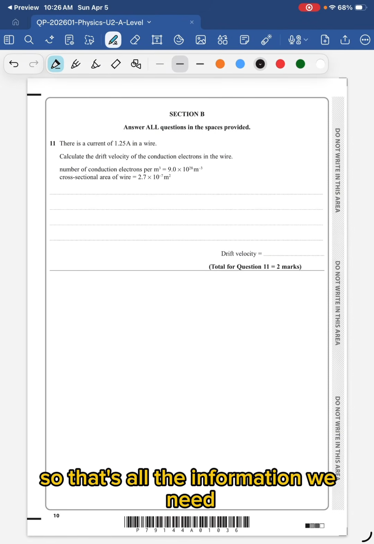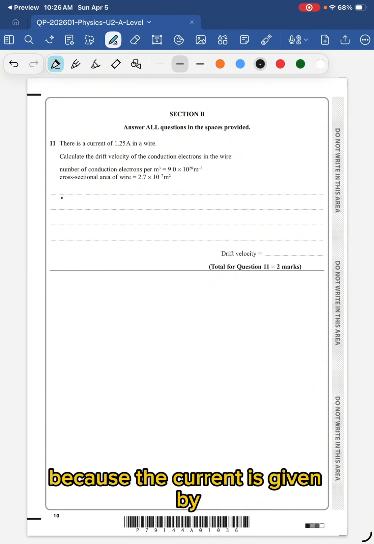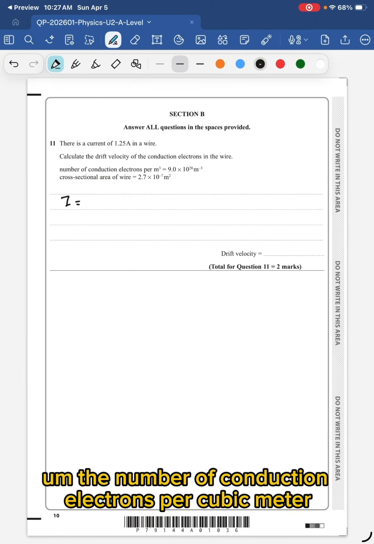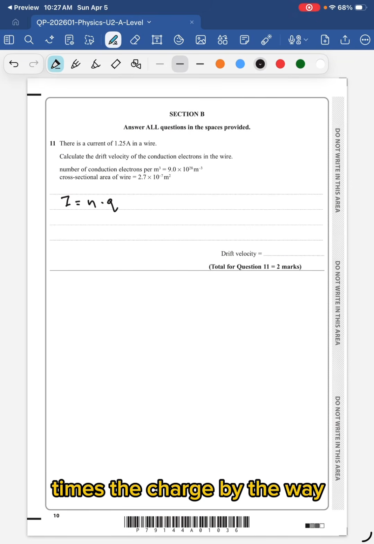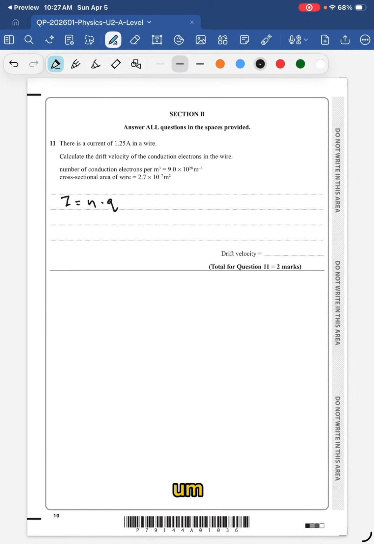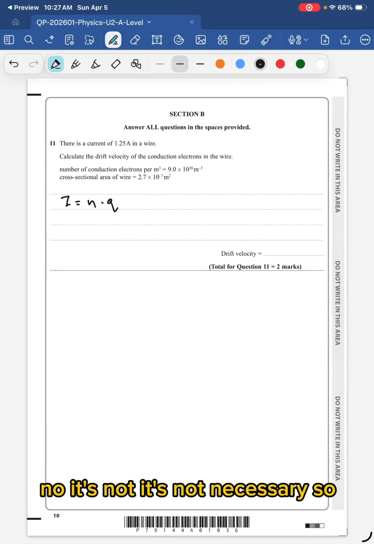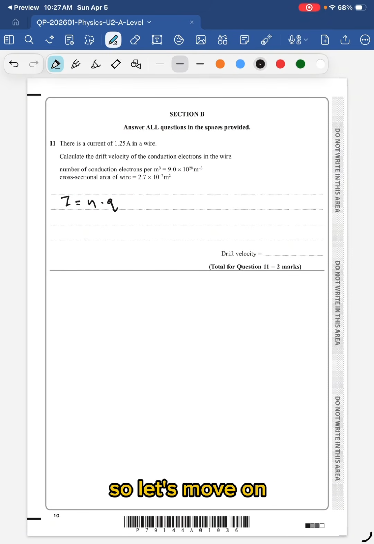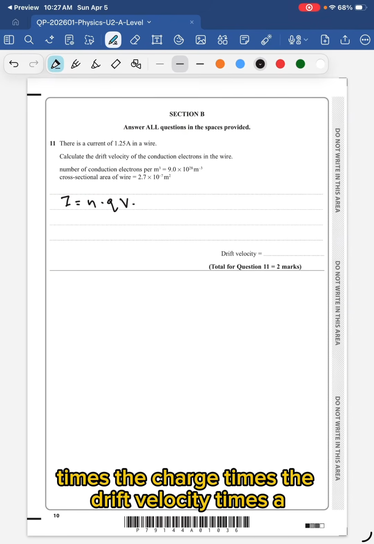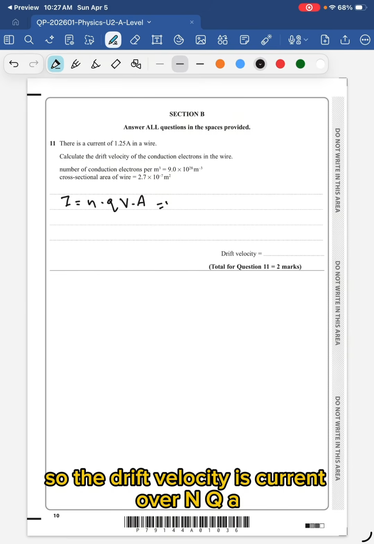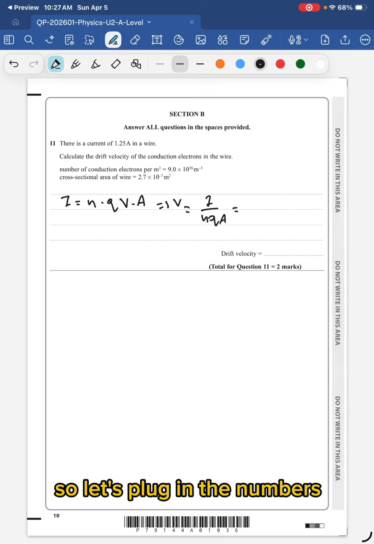So that's all the information we need, because the current is given by the number of conduction electrons per cubic meter times the charge times the drift velocity times A. So the drift velocity is current over NQA. So let's plug in the numbers.